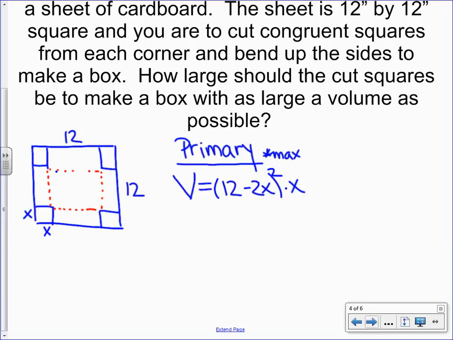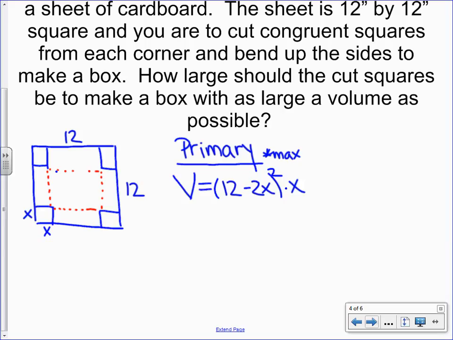Now, in this example, it turns out that we are in terms of one variable, so we do not need a secondary equation. Awesome. So if we are going to do the first derivative test with this, what do you want to do? Probably take the derivative first, right? Square it and then multiply by x. Do you want to multiply everything out so we just have to do the power rule for our derivative?